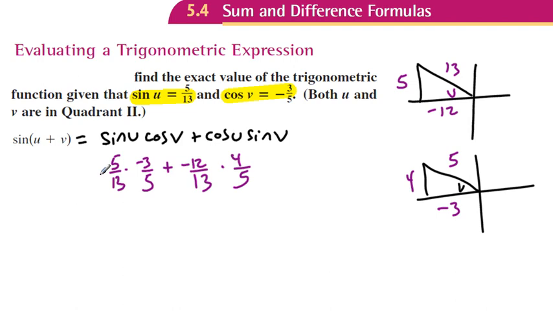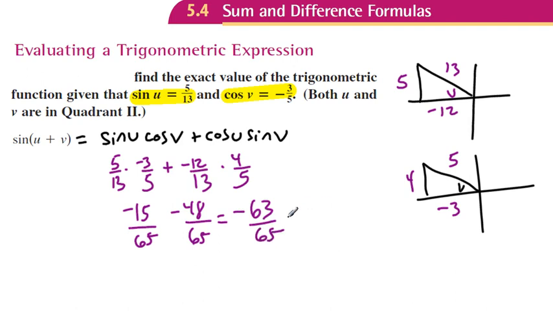All right, so if we simplify all this, 5 times negative 3 is negative 15. Just multiply straight across, and then we get 65. And then a negative 12 times a positive 4 is negative 48, all over 65. And we'll finally get negative 63 over 65. Wha-bam!